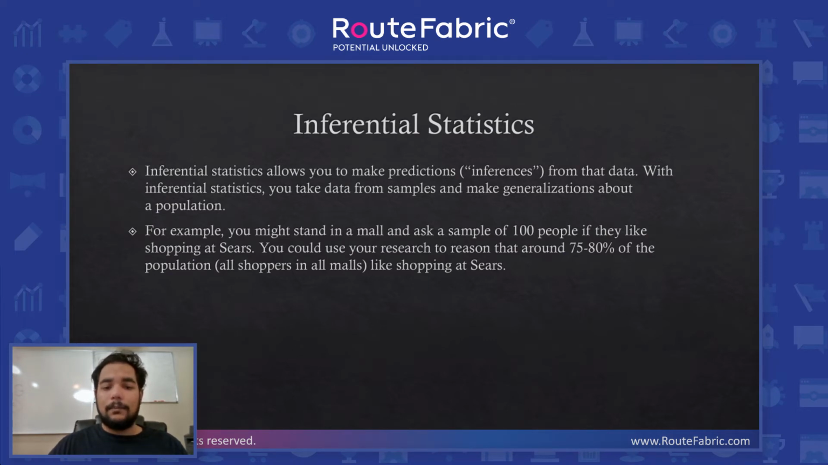Let's take an example. You might stand in a mall and ask a sample of 100 people if they like shopping at Sears. You could use your research to reason that 75 or 80% of the population like shopping at Sears. We are making the inference that 80% of people who are in the mall like shopping at Sears.